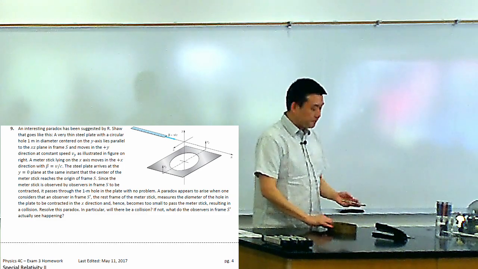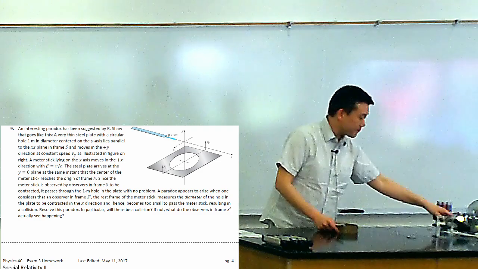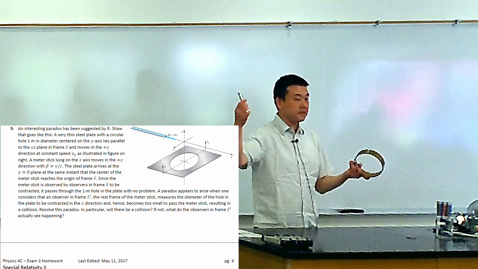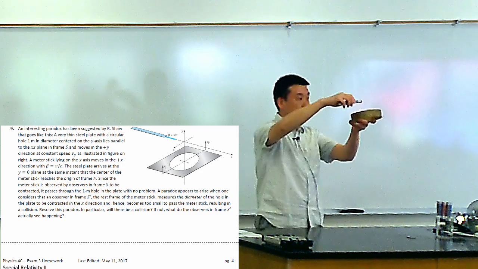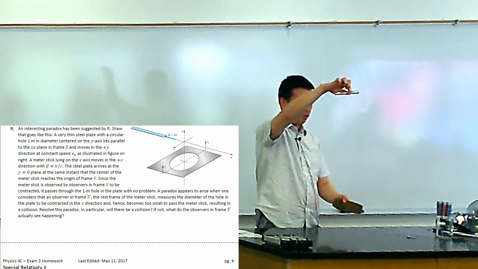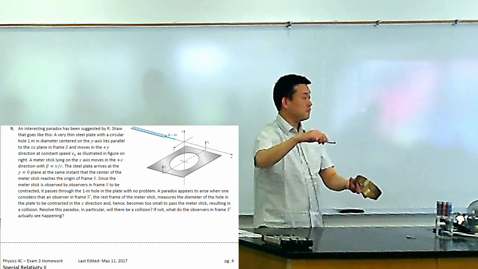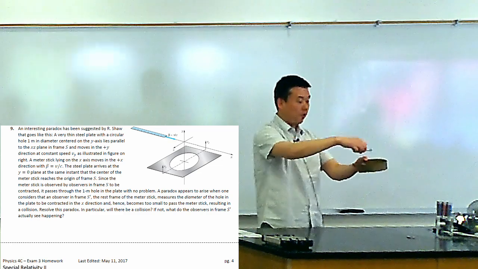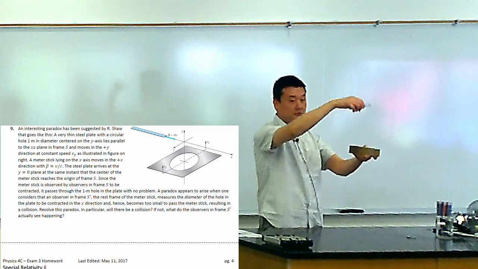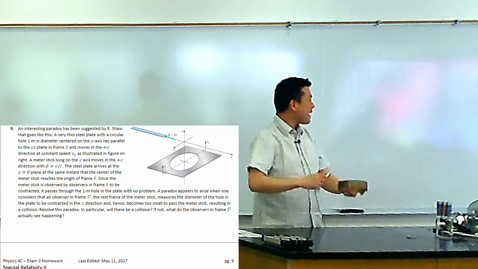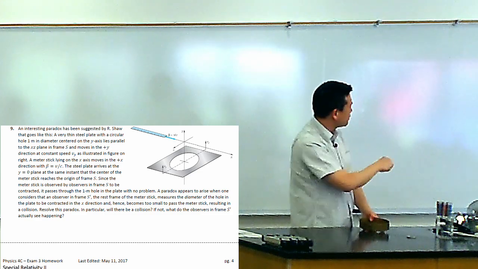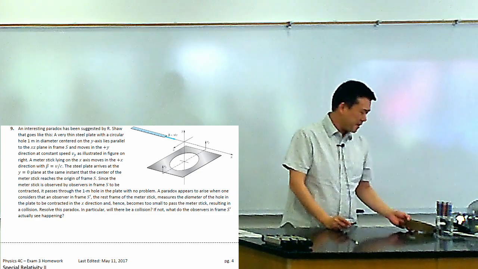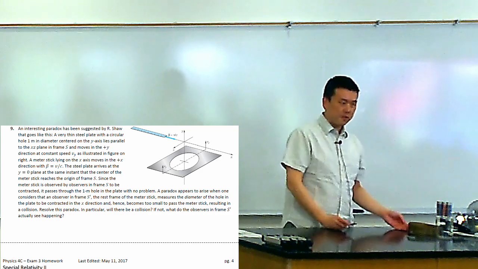Now, the question that's being posed is, imagine these are relativistic. What would happen as these go through? Will this ruler pass through the ring, or will this hole hit the ruler because the ruler doesn't fit anymore?